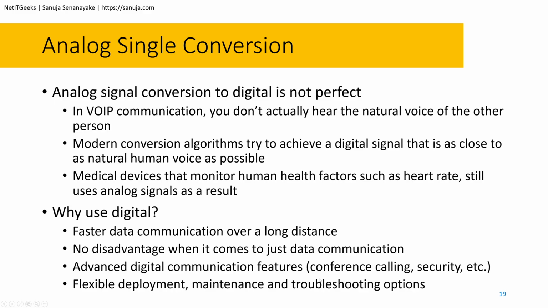And advanced digital communication features associated with digital signals, such as conference calling and integrated packet switching security, are much more versatile and important to us today than just going with analog signals. Also, a digital signal allows us flexible deployment, maintenance, and troubleshooting options. A VoIP communication system is easy to deploy, easy to manage, easy to scale. So if a company starts with 100 individuals and decides to go to 300 individuals in the next few months, it's very easy to scale up really fast because, for example, with Cisco VoIP communication systems, you can basically install on any server and just increase the server hardware capabilities.